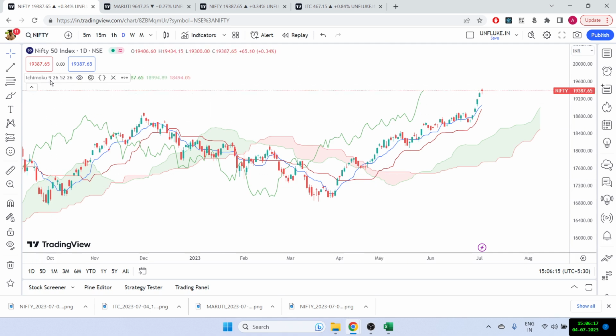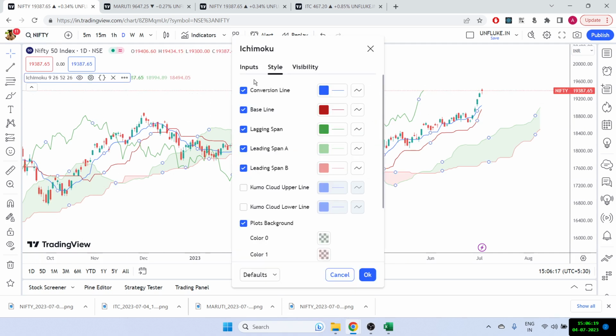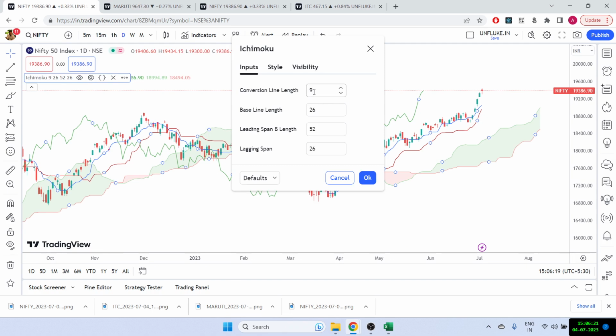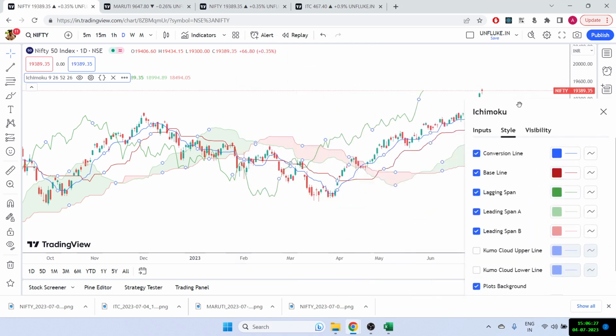So in this, let me first show you the settings. I use the default settings: conversion line of 9, baseline of 26, and the lagging span is 26. Let me tell you what each line is. The blue line is the conversion line and the red line is the baseline. We will be requiring these two, and apart from that, we will also be using the cloud, the cloud cover.